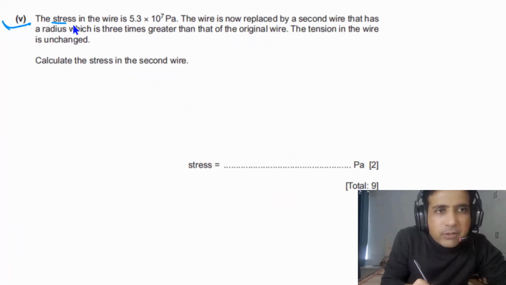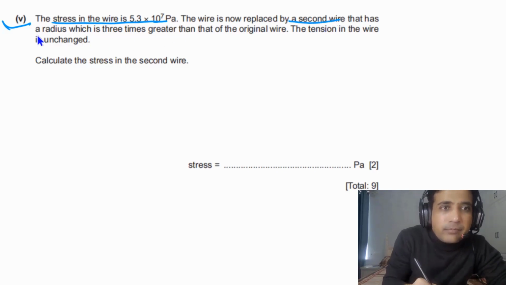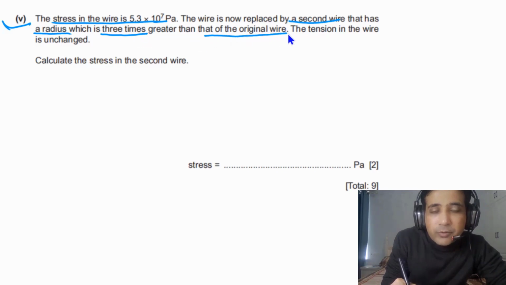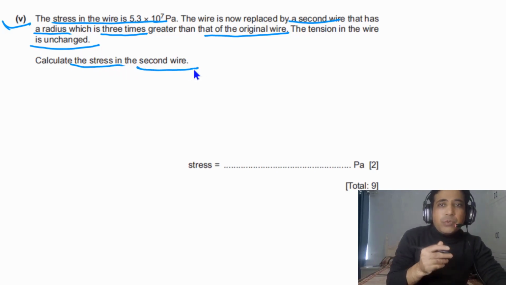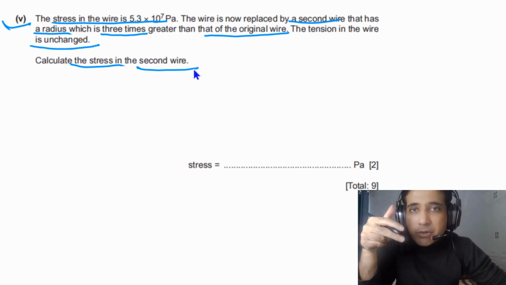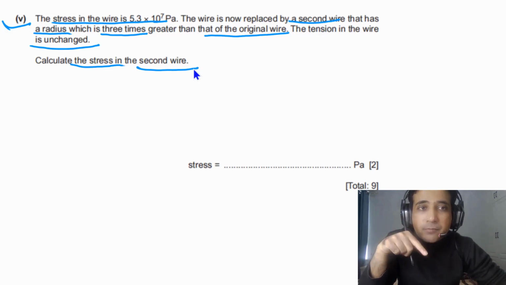For part 5, it is given to us that the stress in the wire is 5.3 times 10 to 7 Pascal. The wire is now replaced by a second wire that has a radius that is 3 times greater than that of the original wire. The tension in the wire is unchanged. Calculate stress in the second wire. Quite a straightforward question. Radius has been increased by 3 times, but tension is the same. So it means that area has been increased by 9 times, so stress will decrease by 9 times. This is how you can answer.